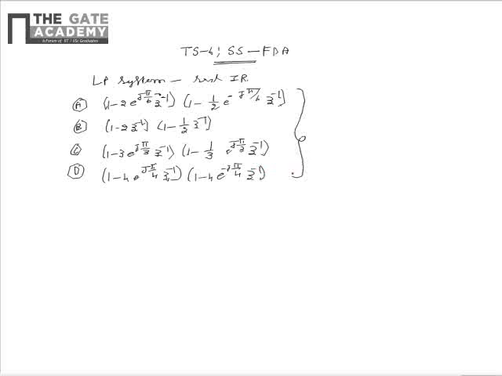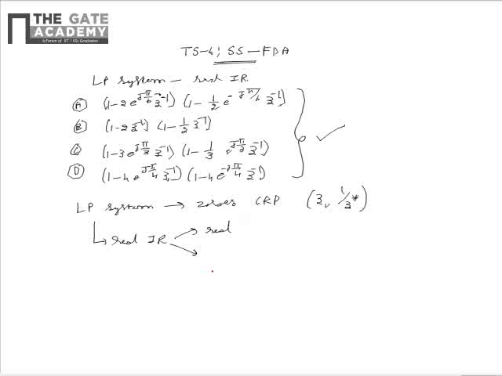So out of the four system functions given, we need to find out which of them corresponds to the linear phase system with real impulse response. We know that if a system is a linear phase system, its zeros form conjugate reciprocal pairs. It means that if there is a zero at z, then there should be another zero at 1/z*. And also it is given that the system has real impulse response. It means that the zeros of the system in this particular case should be real. In case the zeros are complex, they should be complex conjugates.